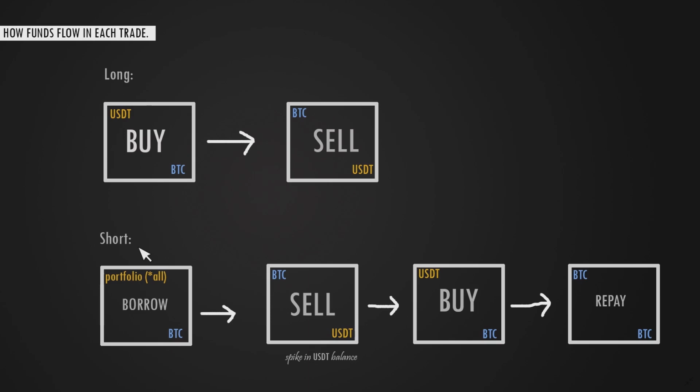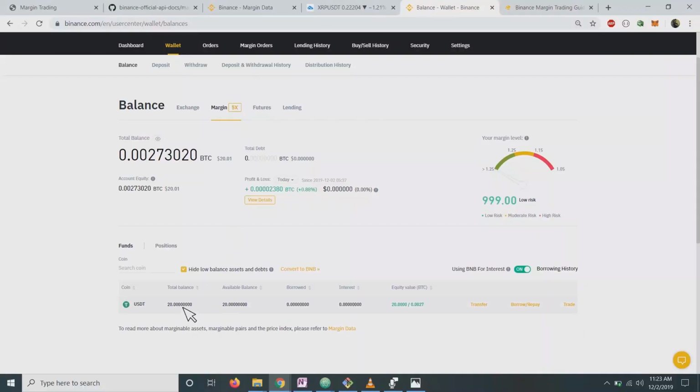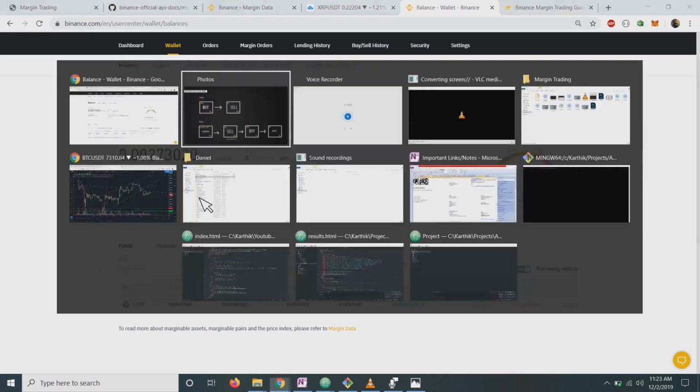Moving on to short trade, this is where things get a bit interesting. So the first thing you would do in a short trade is borrow the coin that you want to short, in this case BTC. And the amount you can borrow depends on your entire portfolio size. So if you go back to my account, you can see that I have $20. Okay, but I might be holding 10 different coins, and the overall portfolio size, the net worth of my portfolio, is shown on the top left corner. So this amount dictates how much I can short.